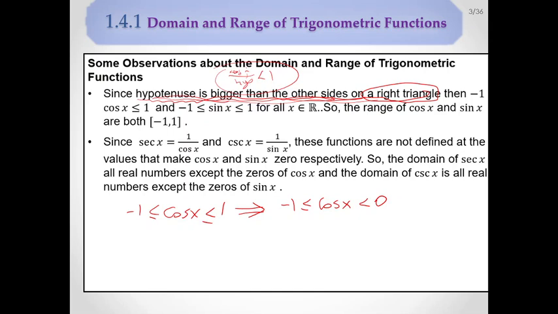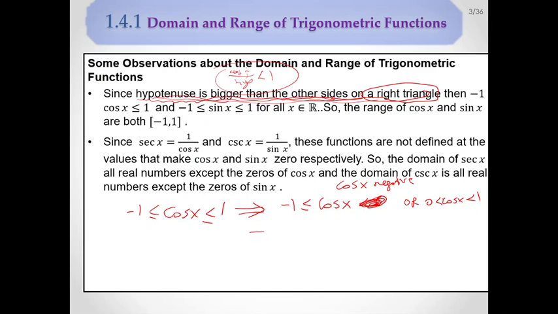If it is 0, 1 over cosine x will be undefined, so I will not take this one. Or we have this one: cosine x is bigger than 0 and less than 1. Now, in this case, I will just say cosine x is negative, because I will not take the 1 over of it.